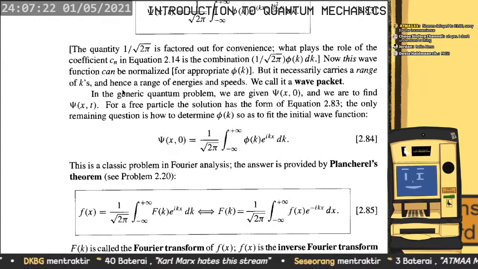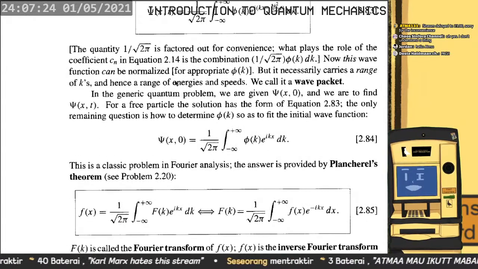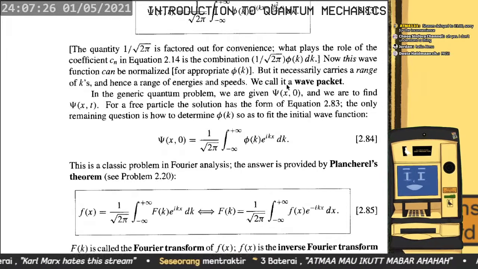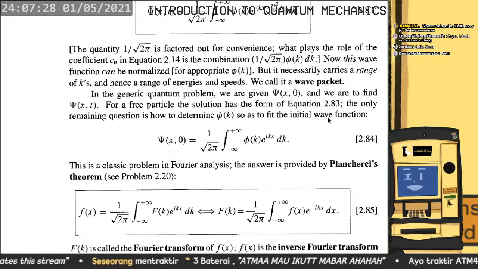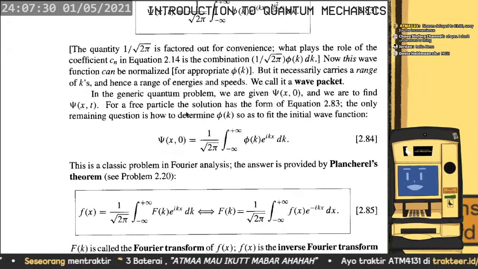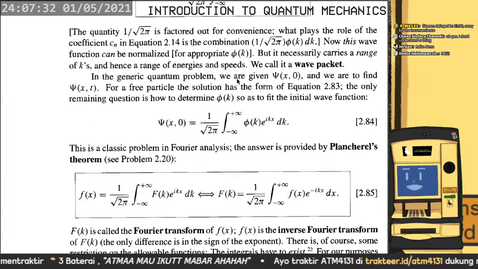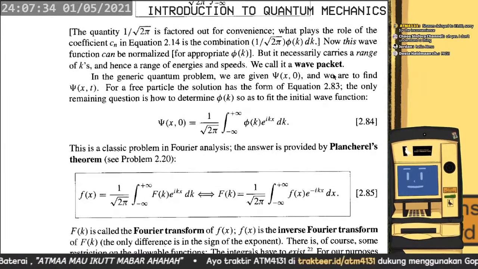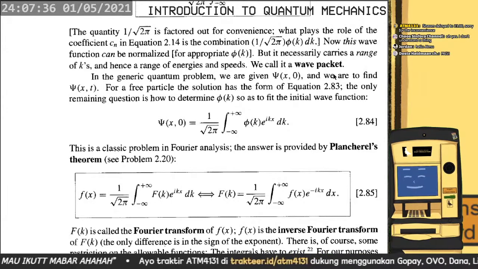Now this wave function can be normalizable for appropriate phi of k, but it necessarily carries a range of k's and hence a range of energies and speeds. We call it a wave packet.